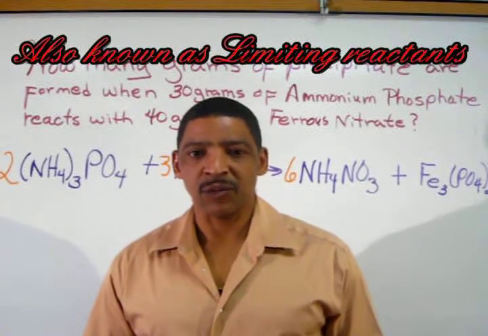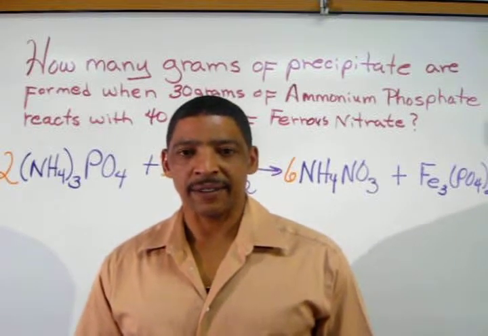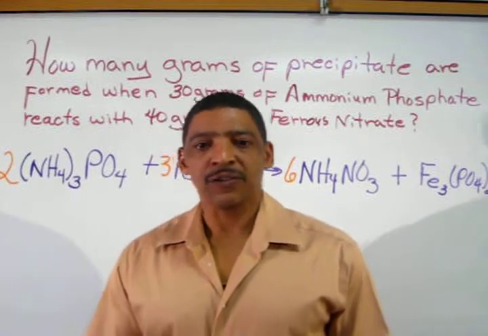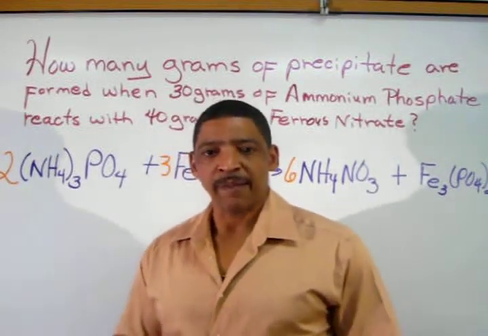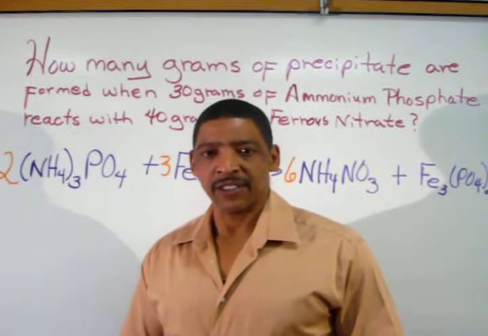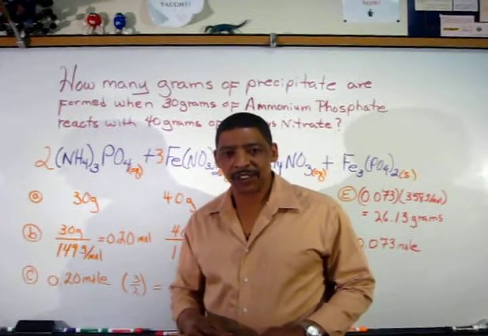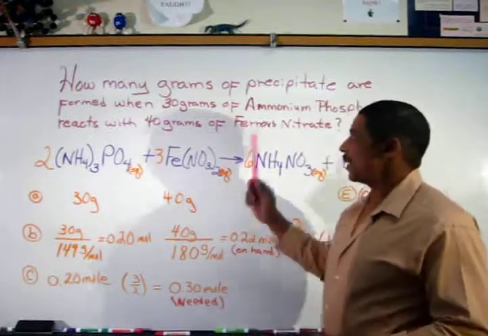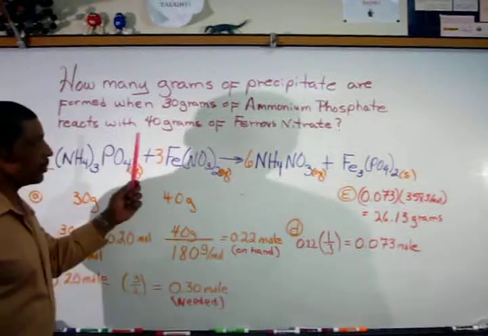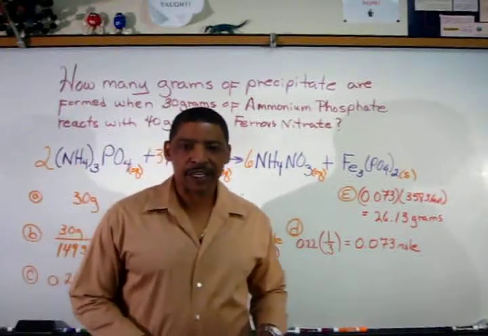A limiting reagent will be completely consumed during a chemical reaction and therefore dictate the amount of products being formed. In this video, I will explain how to use a balanced chemical equation to determine the limiting reagent. Consider the following practice problem. How many grams of precipitate are formed when 30 grams of ammonium phosphate reacts with 40 grams of ferrous nitrate?